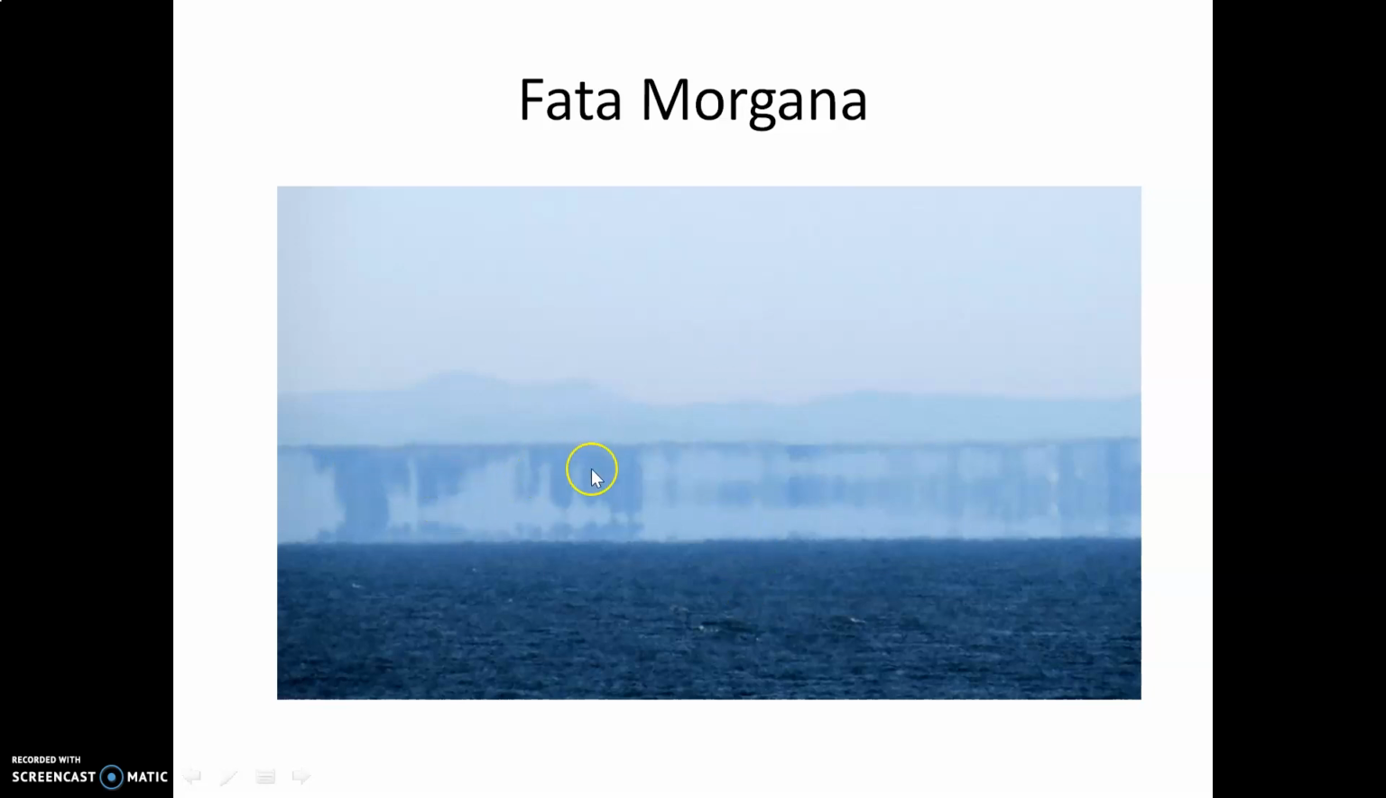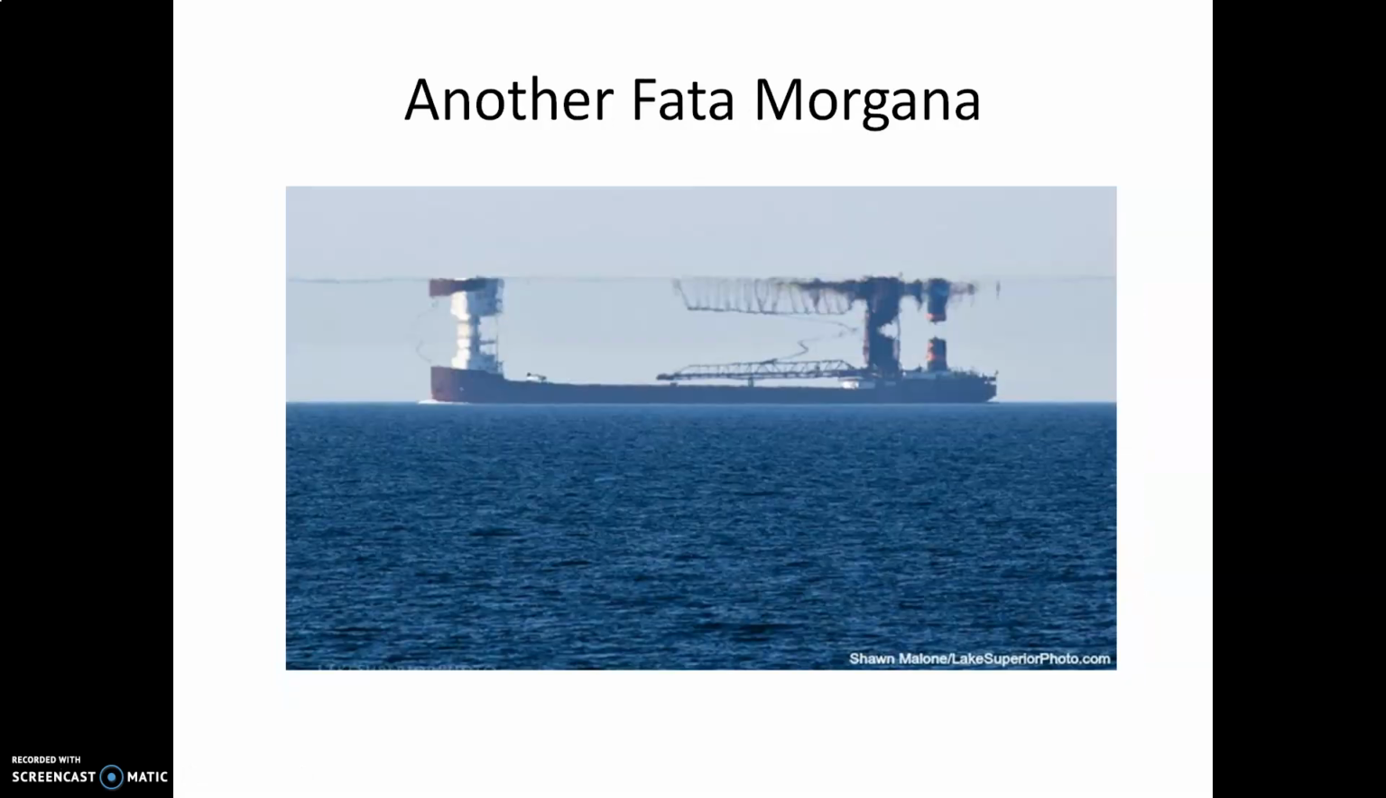And then take a look at this right here. What you're actually seeing right here is an image of these objects right here, which are right on the horizon, being reflected off of that boundary between the cold air and the warm air above. If you look carefully at these reflections, however, you'll notice that the reflections are actually upside down of the actual objects themselves.